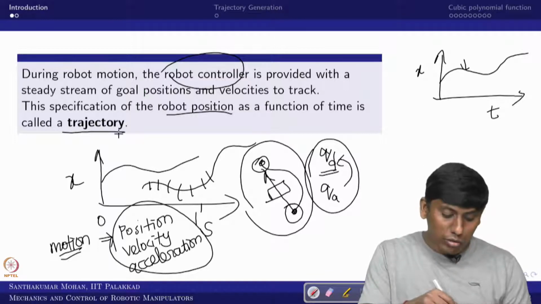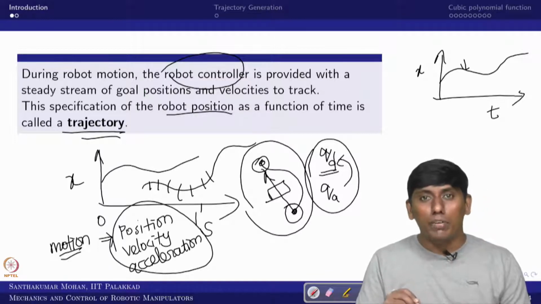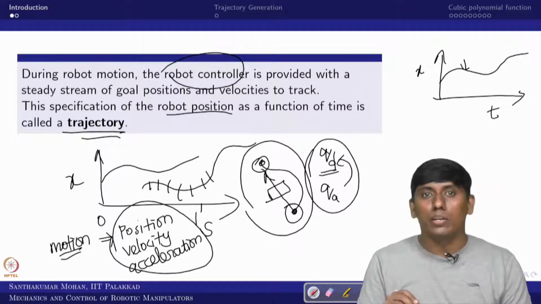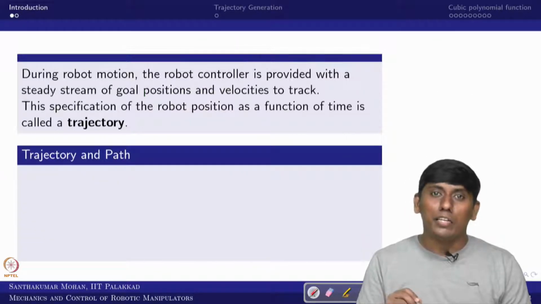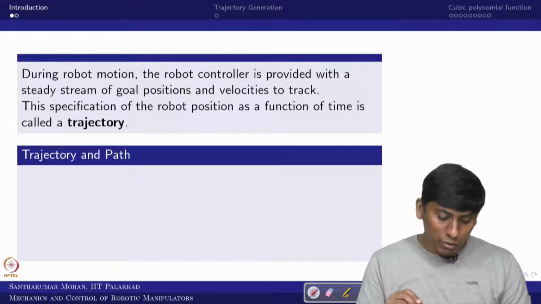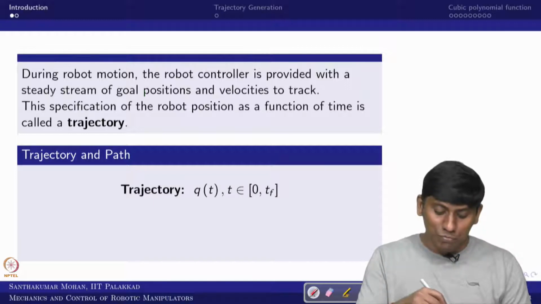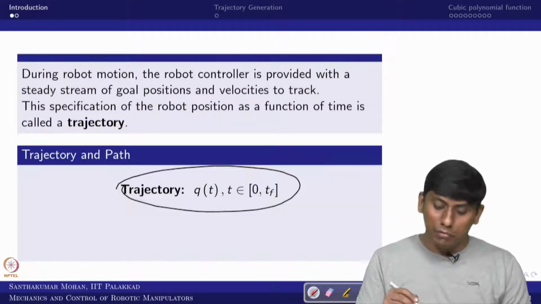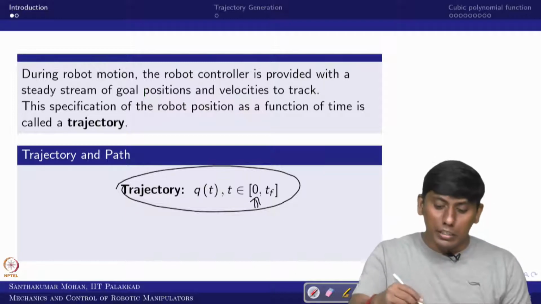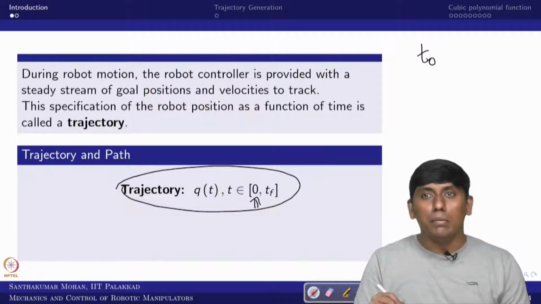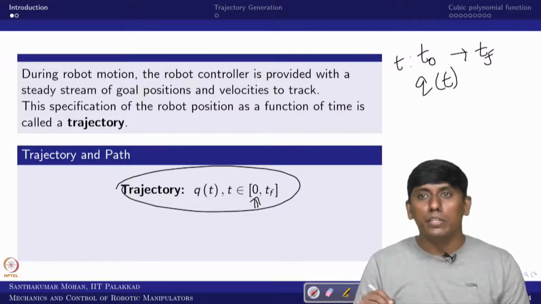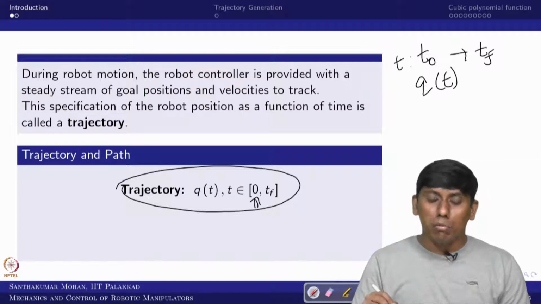So now you can understand that one way of defining a trajectory is the specification of a robot position as a function of time. That is what we call a trajectory. Then we need to differentiate what is path and trajectory. For that, we take q as the position. So q of t is given, starting from 0, though it need not be 0 all the time, so I say the starting point is t0 and it ends at tf, where t varies from t0 to tf. This is what we call a trajectory.